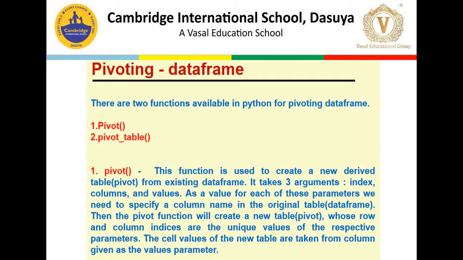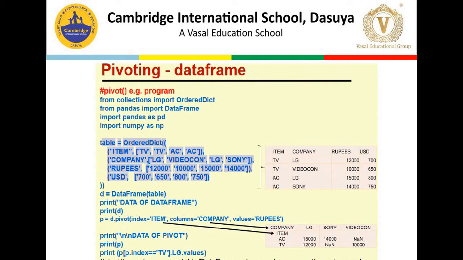For this we have basically two functions, the pivot function and pivot table. The pivot function is used to create a new derived pivot table from the existing data frame. It basically takes three arguments: index, columns and values. We'll see it in the example also. Here we have ordered dictionary data that contains items, then the names of companies, then the price of items in rupees and the price of items in US dollars.